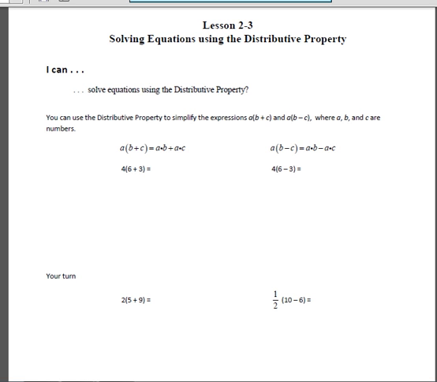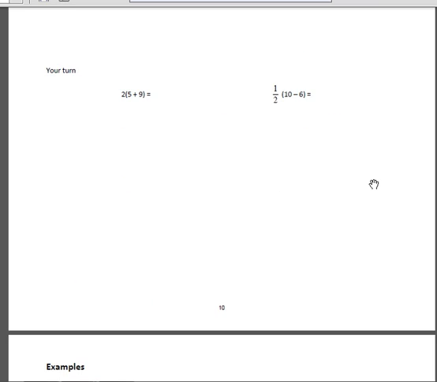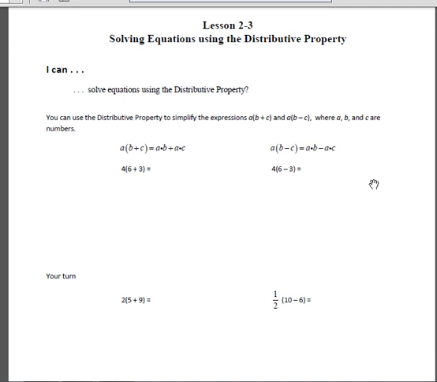Hello, welcome to the video for lesson 2-3 notes on solving equations using the distributive property. These notes you'll find on page 10 in your binder. And let's take a look at what we have.